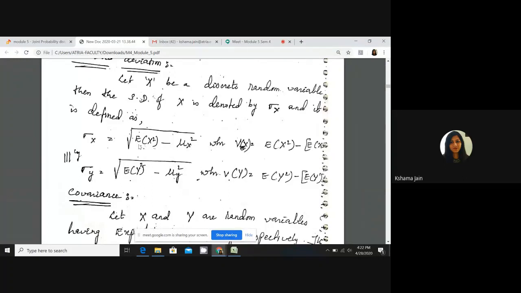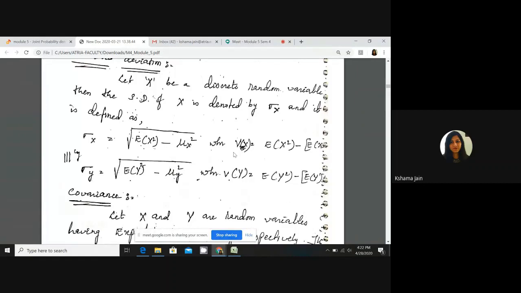E of x square is the expectation of x square and mu is the mean. Same here, sigma y square is equal to E of y square minus mu y square. So E of y square is the expectation of y square and mu y is the mean of y. When these are the standard deviation, we know variance equals SD square.